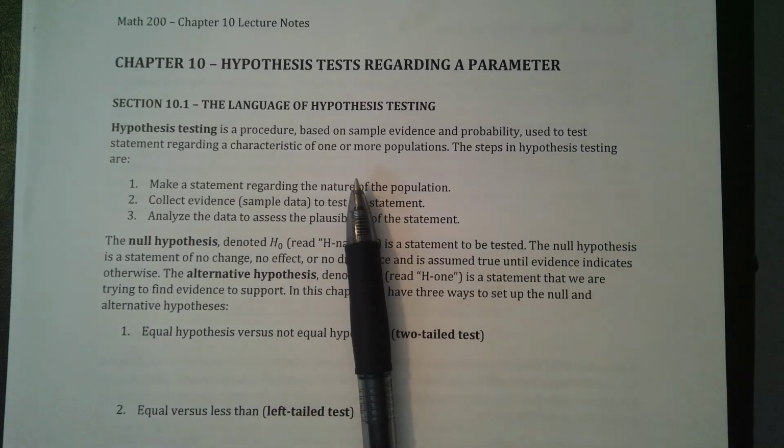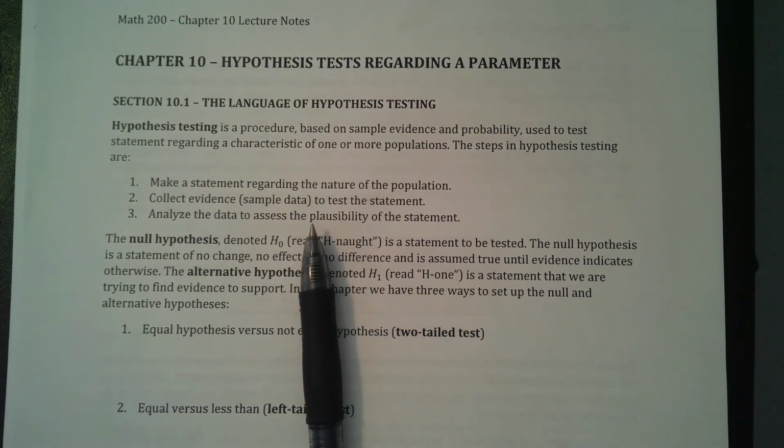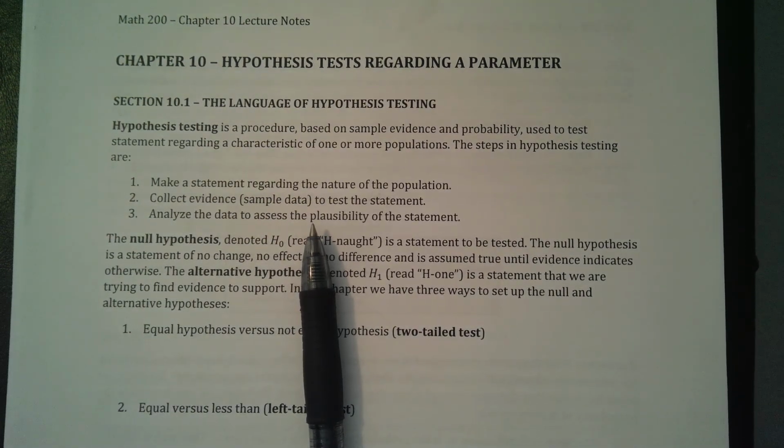Hypothesis testing is a procedure based on sample evidence and probability. It's used to test the statement regarding a characteristic of one or more populations. The steps in hypothesis testing are first, making a statement regarding the nature of the population. Then we collect evidence, which would be your sample, to test that statement. Then we analyze that data from the sample to assess the plausibility of that statement.